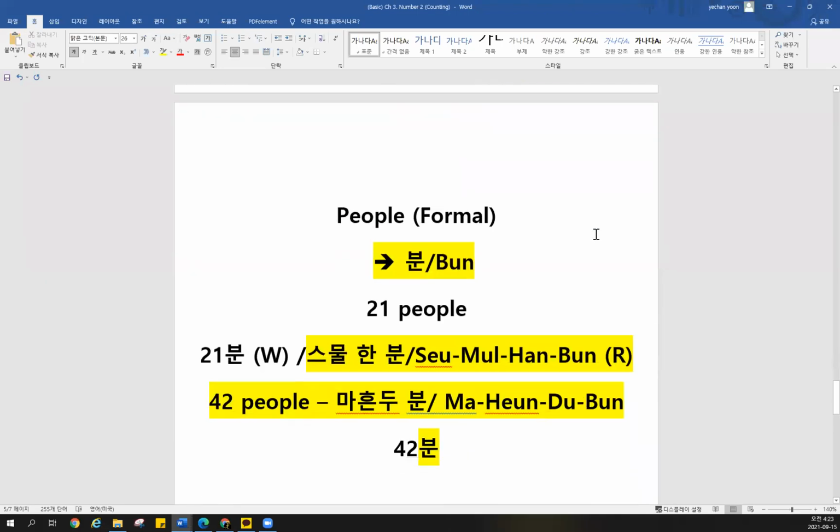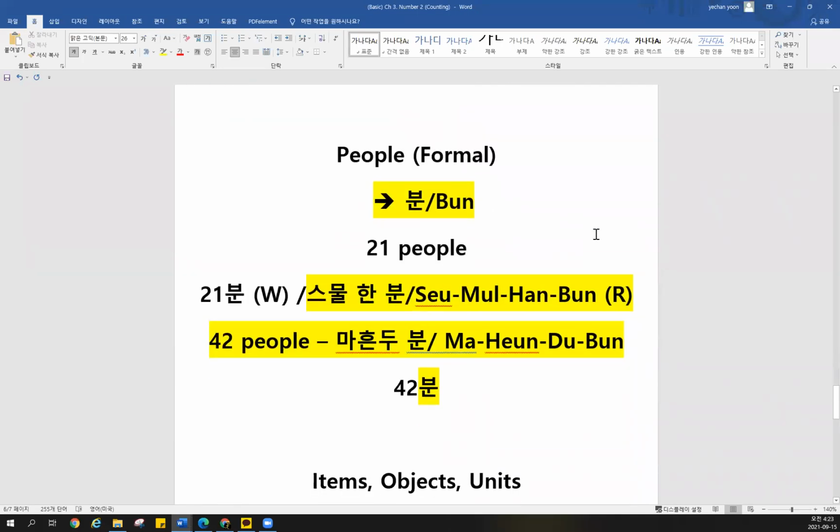How about the formal, guys? You can use 분. 분. But please remember, everybody, 분 can also be used for time, for minutes, hour and minute, right? For the minute, we also use the counting word 분.